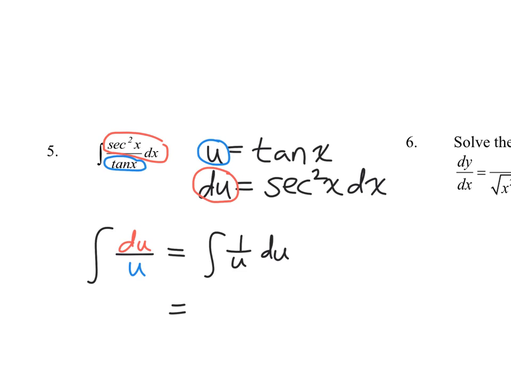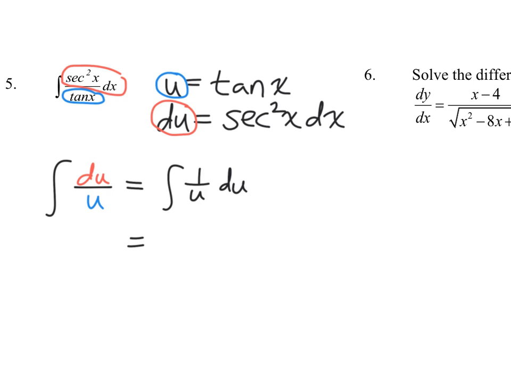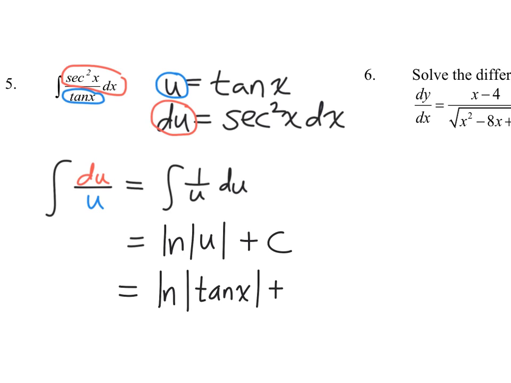Antiderivative of 1 over u is what? Ln of u plus c. And we have u specifically as the tangent of x, so now we have our integral: the natural log of the absolute value of tangent x plus c. Oh, that's part of the rule.